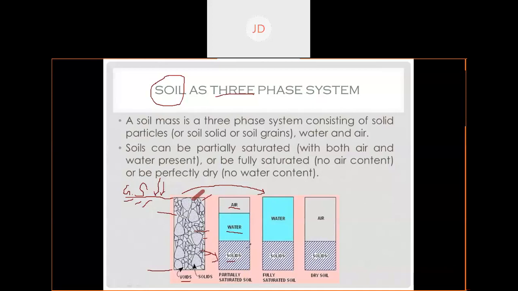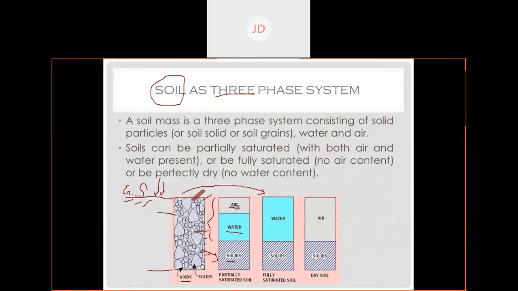Except from soil solid, what is left? Voids. So this whole part represents the voids present in the soil mass. These voids in normal days may be filled with, some voids may be filled with water, some voids may be filled with air.